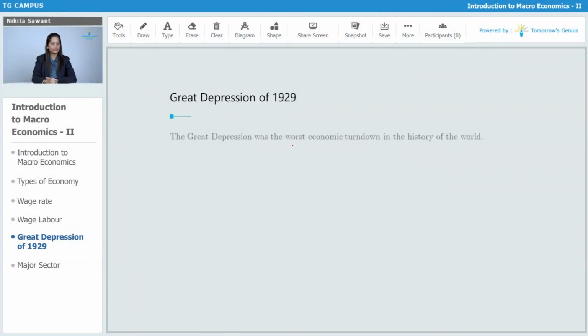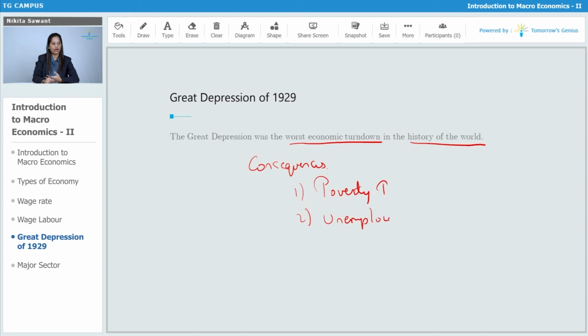The Great Depression was the worst economic downturn in the history of the world. Now, why did this Great Depression happen? Before knowing why it happened, what were the consequences of this Great Depression? Due to the Great Depression, poverty increased. Unemployment started increasing. The economy was collapsing.